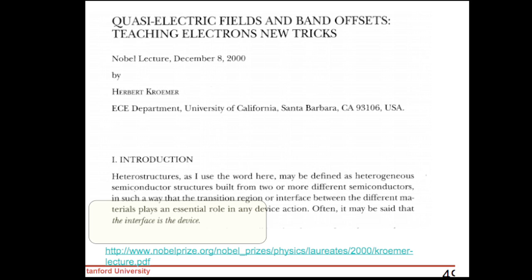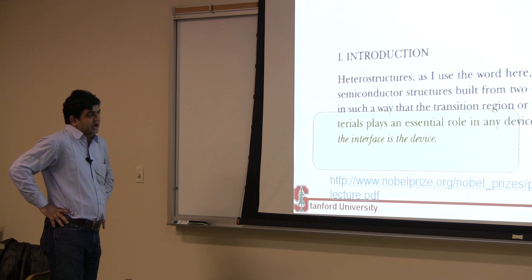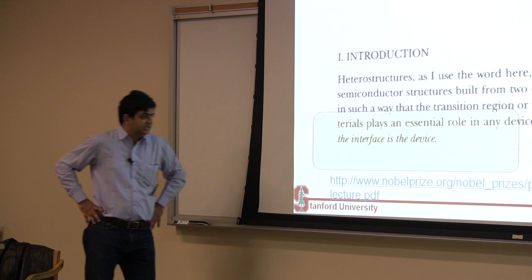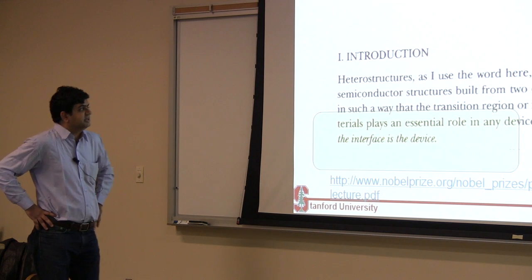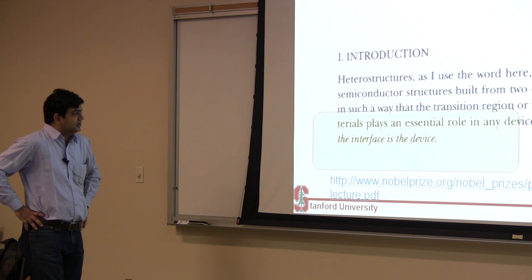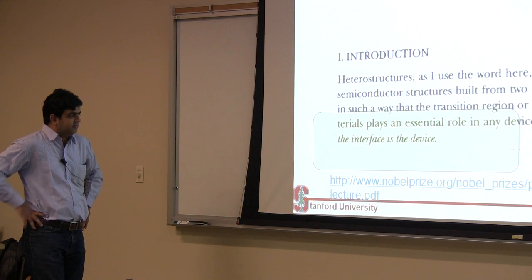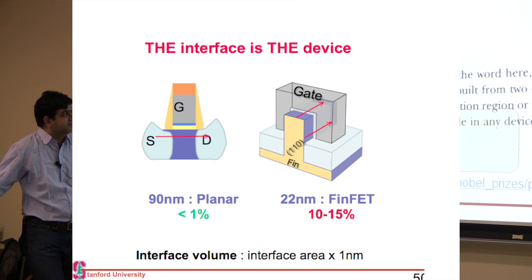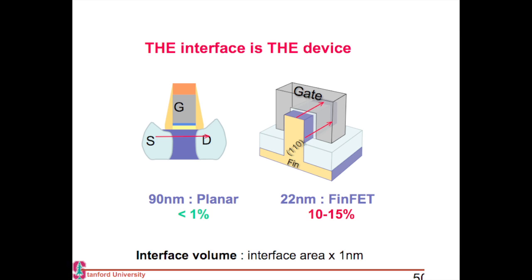So what he said was, essentially he was struggling with making these hetero interfaces between 2 different semiconductors. And after many, many years of research, he realized that the interface is actually the device. And you actually see that happening across different spectrums of devices currently, where the interface is becoming the important thing. And the reason is that as you scale, your surface area increases and your volume decreases.